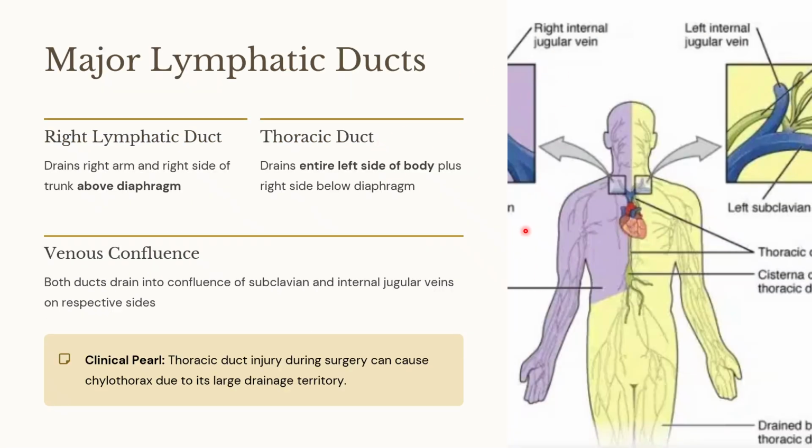The major lymphatics. Now the major lymphatic ducts. The right lymphatic duct drains the right arm, right chest, right head and neck. The thoracic duct drains everything else, the entire left side plus both lower limbs. Both the ducts empty into the junction of the subclavian and the jugular veins. Since the thoracic duct is the major duct and drains such a large area, injury to it can result in chylothorax. Damage to the right lymphatic duct, in contrast, usually has limited effects.